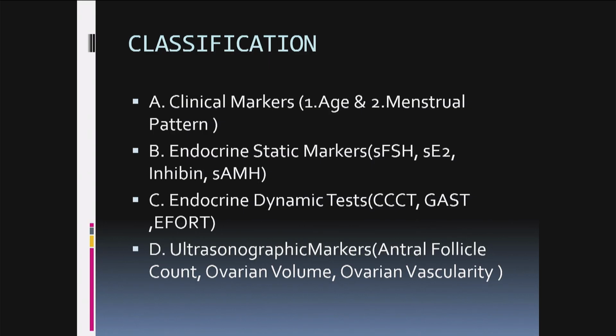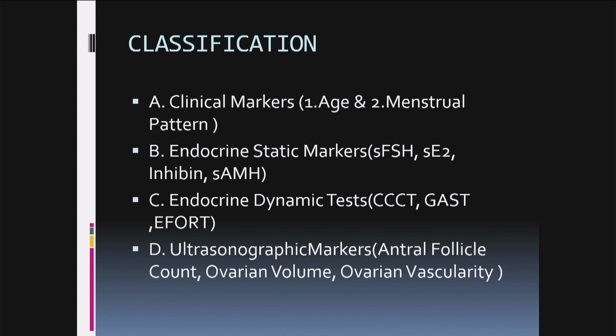And if we classify the ovarian reserve markers, I'll just outline. So the clinical markers are the most important, which includes age and the menstrual pattern. There are endocrine static markers which can also give us a clue about the ovarian reserve, like FSH, E2, inhibin and serum AMH, out of which we mostly rely on the anti-Mullerian hormone. Then there are endocrine dynamic tests like CCT, GAST and EFORT, which are not practiced nowadays, so we won't touch upon that. Then we have ultrasound markers in which the antral follicle count in the ovaries, the ovarian volume and the ovarian vascularity should be seen.